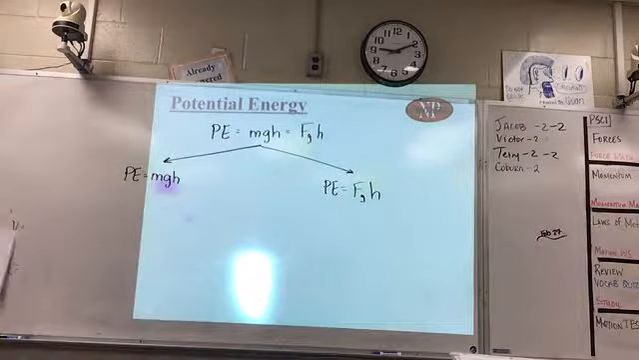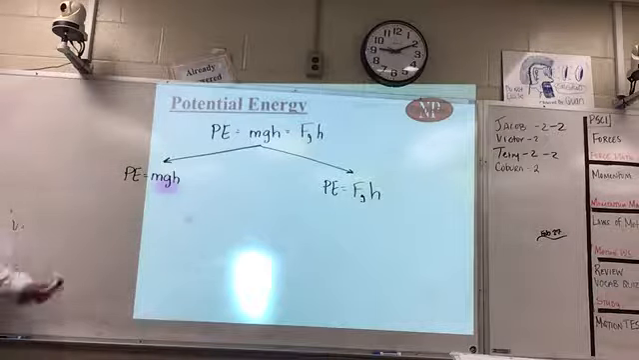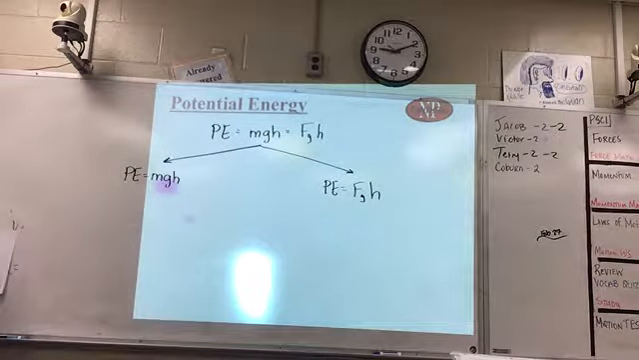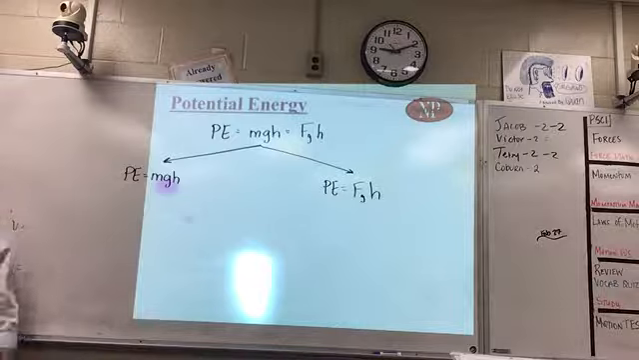So you're going to use either the left or the right. I'll say that a second time. When solving a problem for potential energy, you either use the left one or the right one. If you're using both, you don't know what you're doing. Because you're either going to use the left or the right.